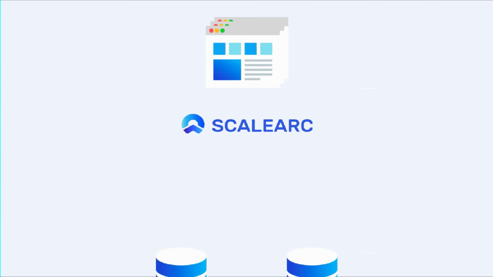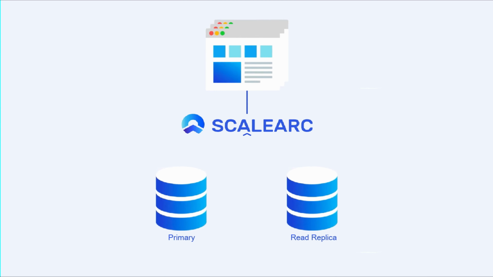With your application connected to a ScaleArc cluster, it can intelligently route traffic across the different nodes. Write transactions, SQL insert, update, and delete statements, get sent to your primary database node. Whereas queries, SQL select statements, will be distributed across your read replica. All of this happens transparently with zero changes required to your application code.